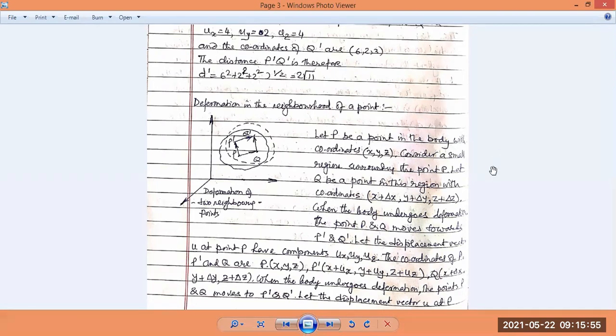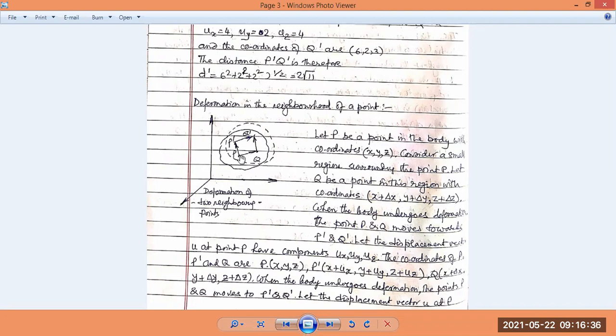P is a point with coordinates x, y, z, and we are considering an extremely small region surrounding the point P, and Q is another point within this region, infinitesimally close to P but not coinciding with P itself. We know the coordinates of P are x, y, z, and as Q is extremely close to P, we can safely say its coordinates are x plus delta x, y plus delta y, and z plus delta z.